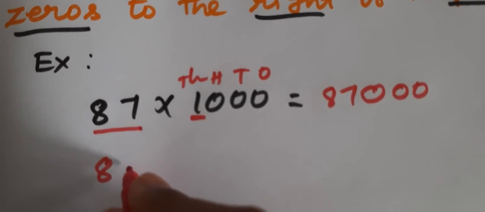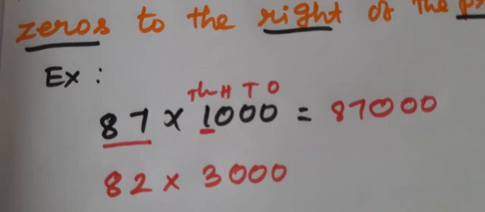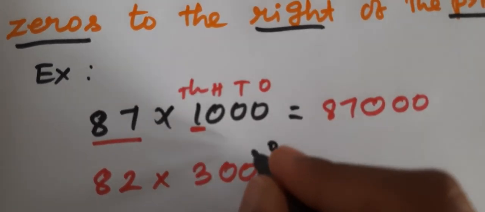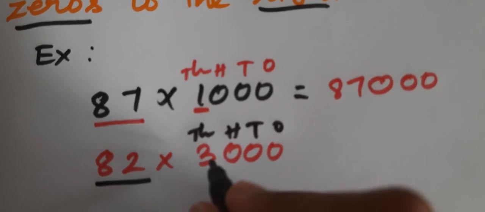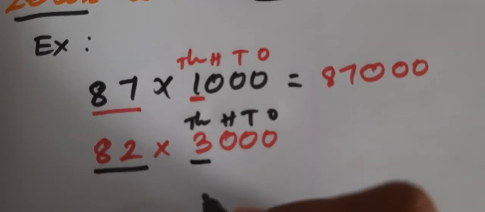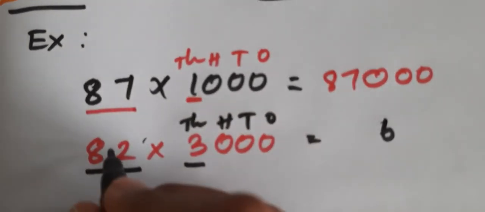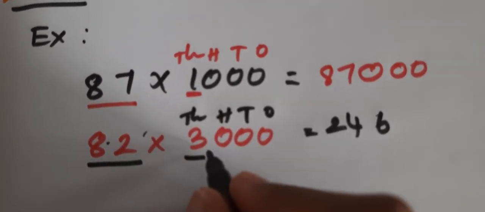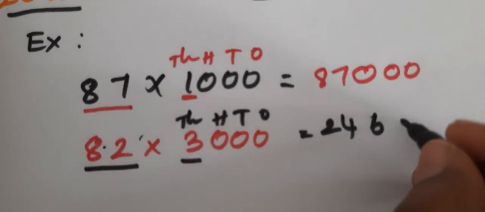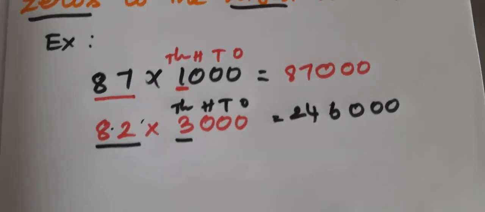82 into 3000. Here, first you have to write the places. So this 82 you have to multiply with the thousands place of the multiplier. So what is it? 2 into 3, it's 6. 8 into 3, it's 24. So what are the remaining steps? You have to put 3 zeros to the right of the product. Any doubts you have?